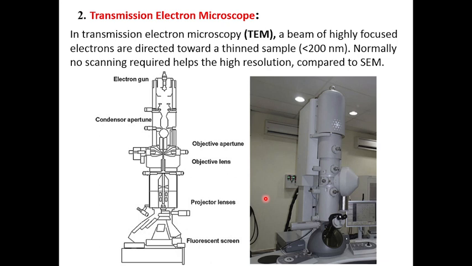Left side is SEM and right side is TEM. See here, the electrons fall on the sample, and some electrons are reflected back, and we can detect the reflected electrons. Whereas for transmitted electrons, the sample is prepared as a thin film and the same electrons pass through the sample and we can detect them. This is the detector, or eye. This is the difference between SEM and TEM.